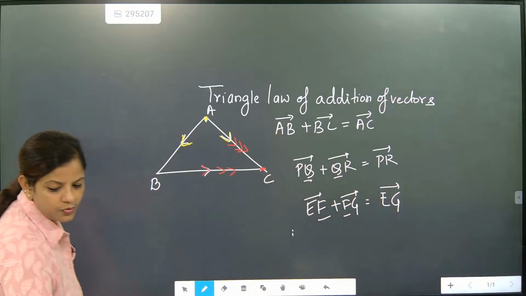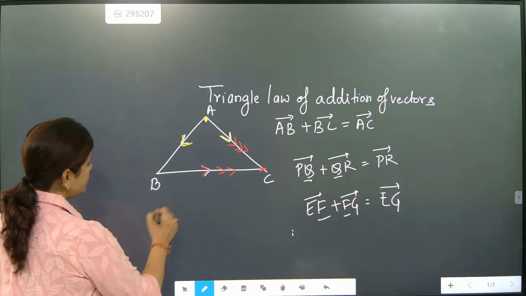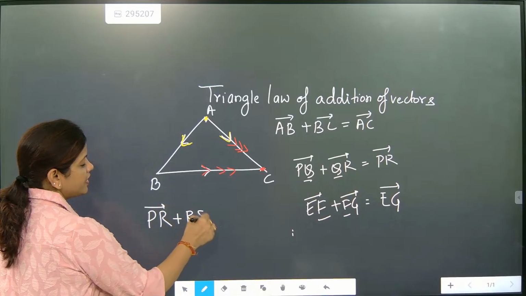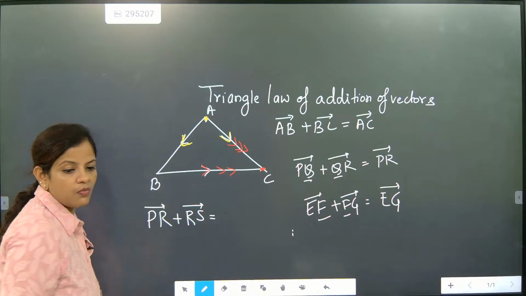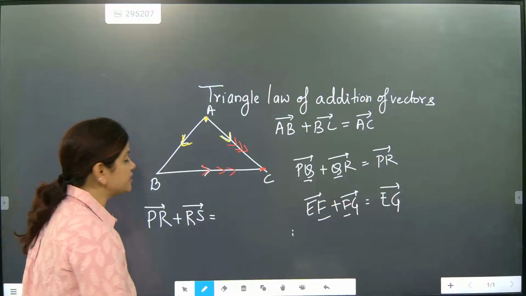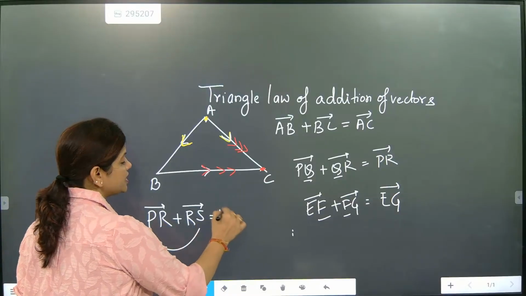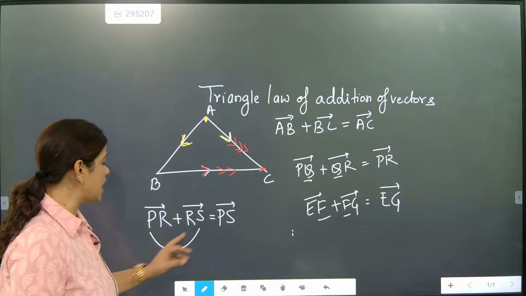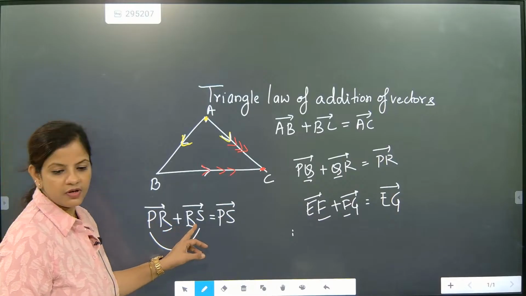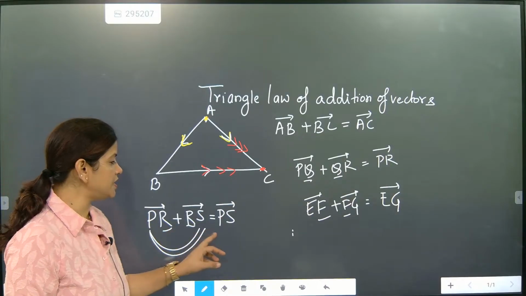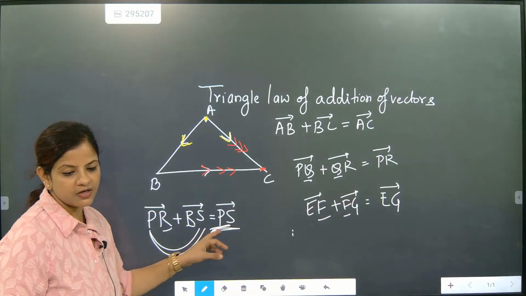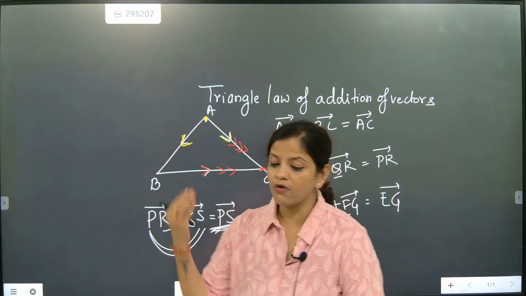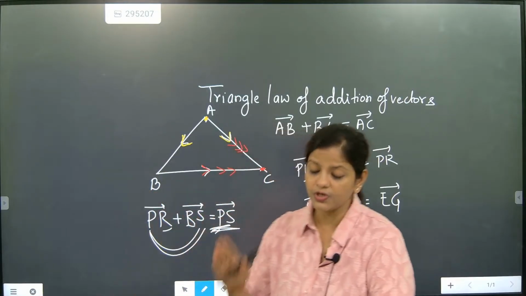Again, one more time I am doing. Just write the part, please. So here it is PR vector plus RS vector. What will be the answer? What will be the answer here? Absolutely correct, Smriti. So here it will become PS vector. So this is PR, RS. The R and R will merge together. It will become PS vector. Understood.